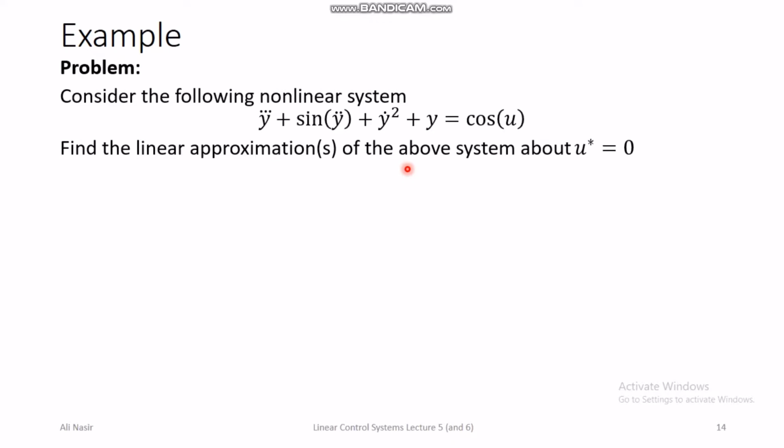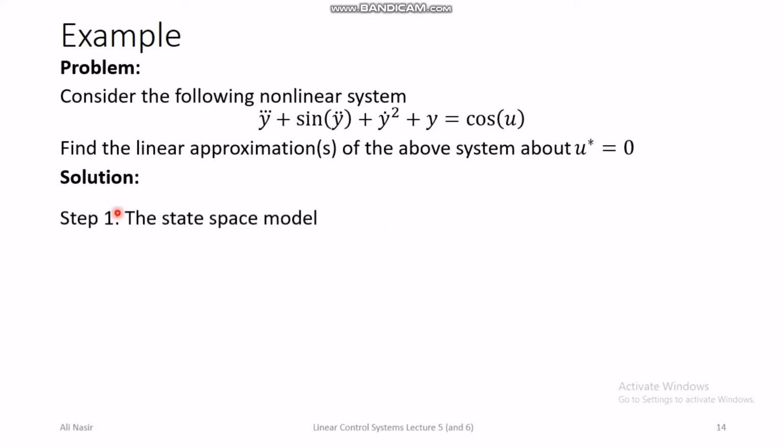We have to find the linear approximation of the above system, and we define u star to be equal to 0, which means that we are willing to apply very small control inputs for the linear approximation. In general, this system will be controlled with u which will have values close to 0.